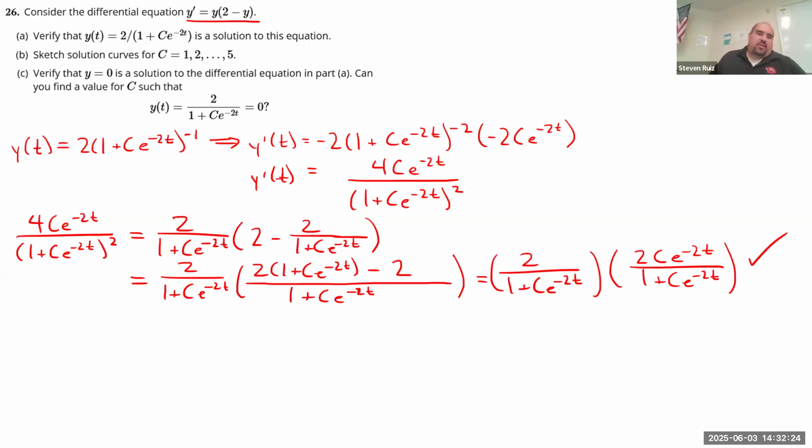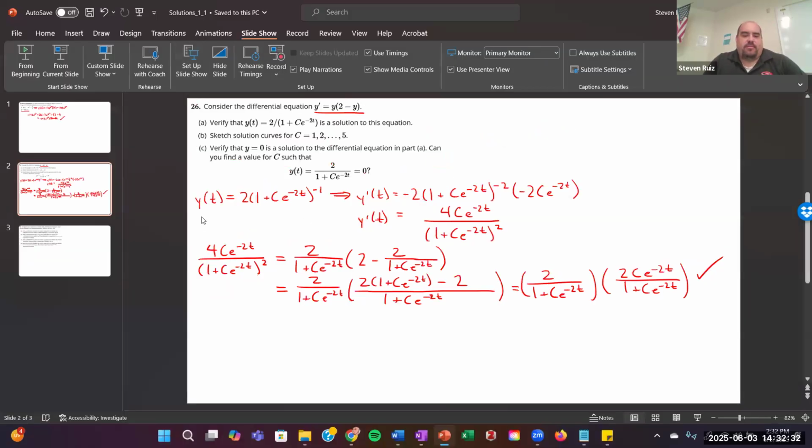All right, sketching solution curves. Let's go ahead and take a look. I'm going to go ahead and back out and go look at Desmos.